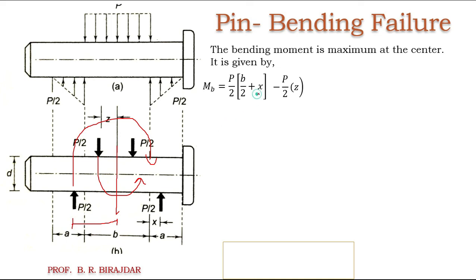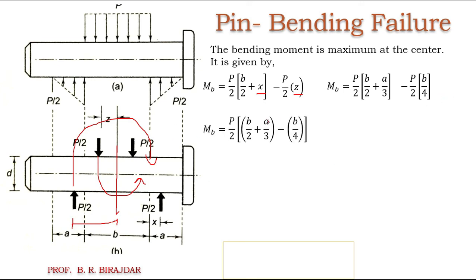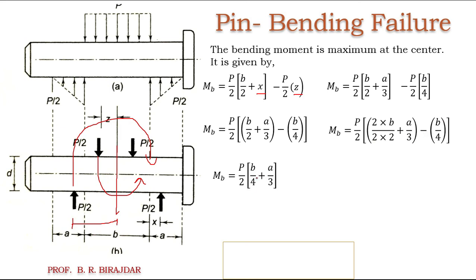Already we calculated X and Z, which we will put in this equation. P by 2 into B by 2 plus X, where X is equal to A by 3, and P by 2 into Z, where Z is equal to B by 4, which we already calculated. Now P by 2 is common, so we take it outside, and then B by 2 and B by 4 we can add. If I multiply by 2 by 2, then 2B by 4 minus B by 4, so we get B by 4 plus A by 3. This is the bending moment we get.